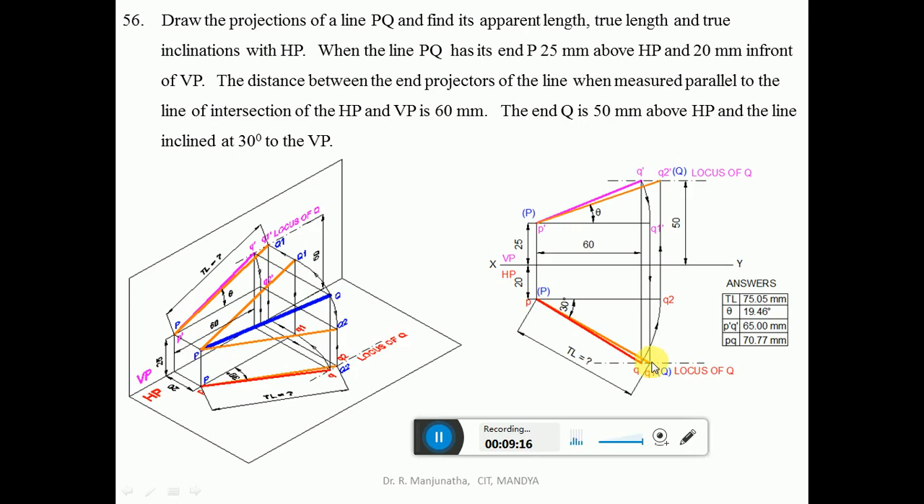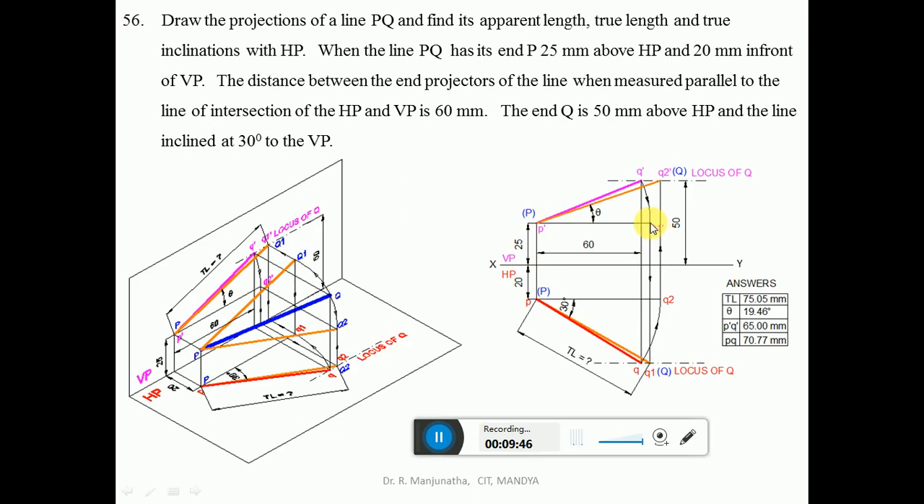To find the true length in the horizontal plane, make the line which is inclined to HP parallel to HP. Which is the line inclined to HP? It is P dash Q dash. With P dash as center, take the radius of P dash Q dash and draw an arc using the compass such that P dash is above HP by 25 mm and Q1 dash is also above HP by 25 mm. You make that line parallel to HP. Once you make that line parallel to HP, you will find the true length in HP.